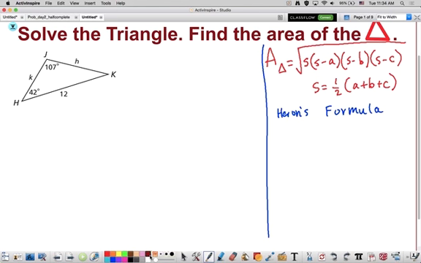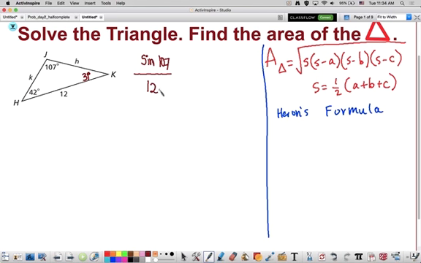So first, we have to do 180 minus 107 minus 42 to find this angle, which is then 31 degrees. And since we know that, and we know that this side is 12, then we have to do the sine of 107 over 12, because this is like the sine A over a.